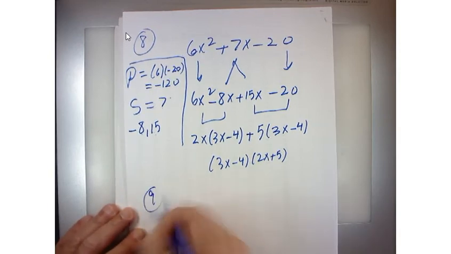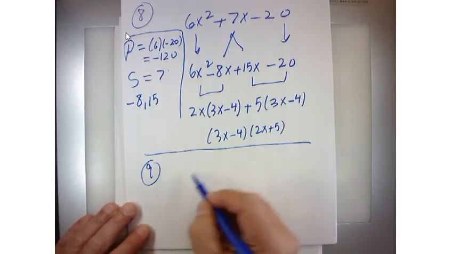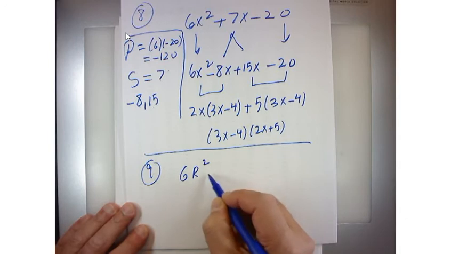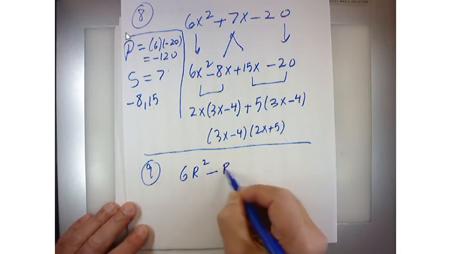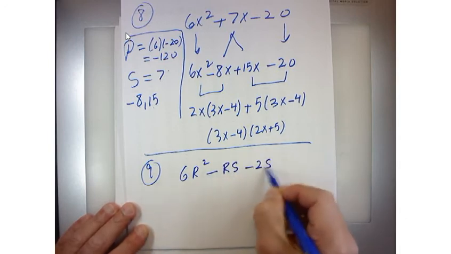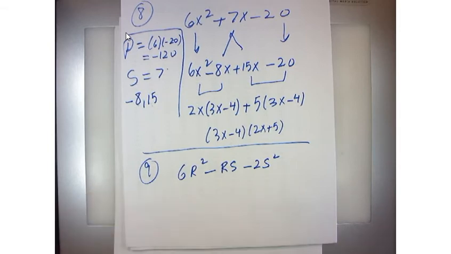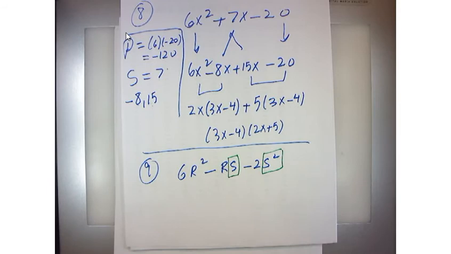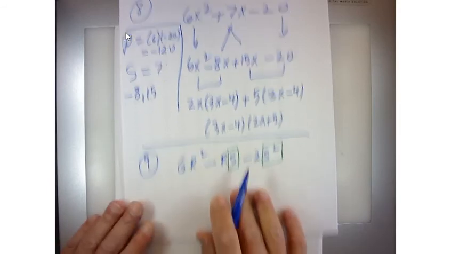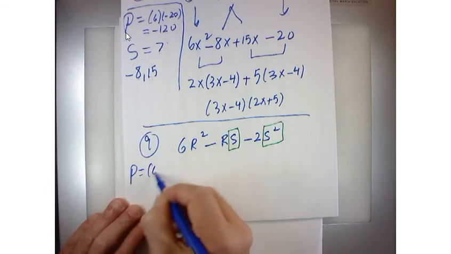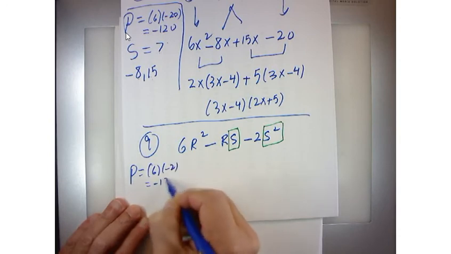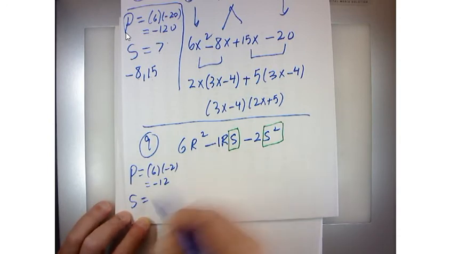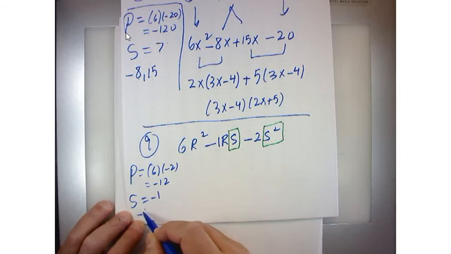And I mean, you can practice a lot more, but I'm just gonna do a couple more. 6r squared minus rs minus 2s squared. So remember, for something like this, we pretend this letter is not there. So we're gonna do 6r squared minus r minus 2 first. Product is 6 times negative 2 is negative 12, and sum is negative 1. So it's negative 4 and 3.